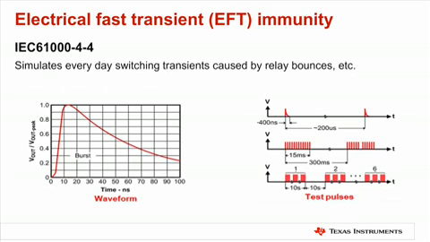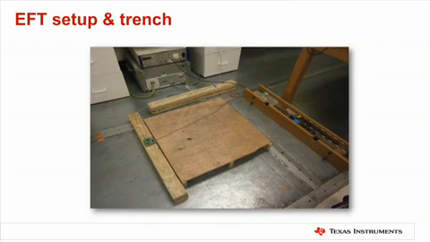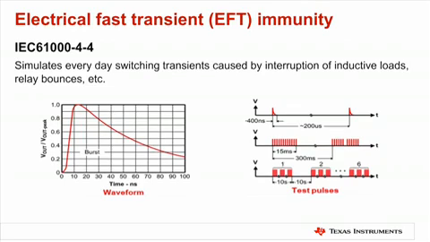In this test, a burst generator produces a series of bursts lasting 15 milliseconds with a pulse rate of 5 kHz. The time between bursts is 300 milliseconds. These signals are introduced to the system via a coupling trench, as shown here. Significant properties of this test pulse are its short rise time, the high repetition rate, and energy content.